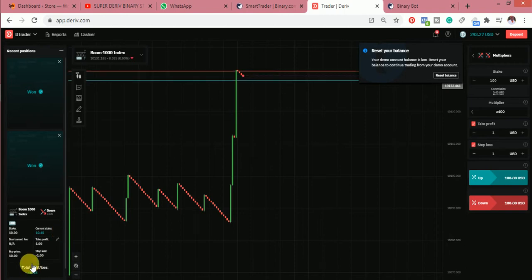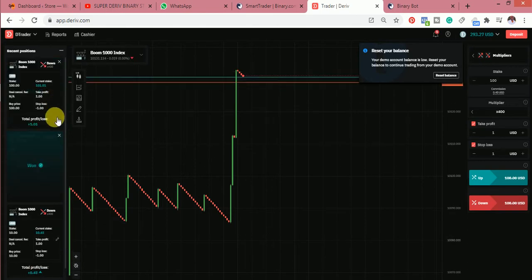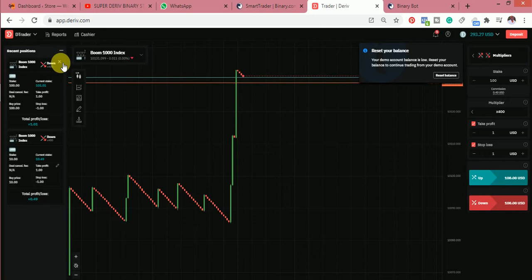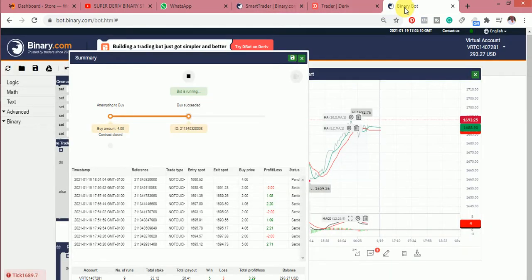All right, look at the one that we started with the $10. You can see that it's still moving. And the ones that we started with $100 are already off the chart. And this one is also on the move as well.